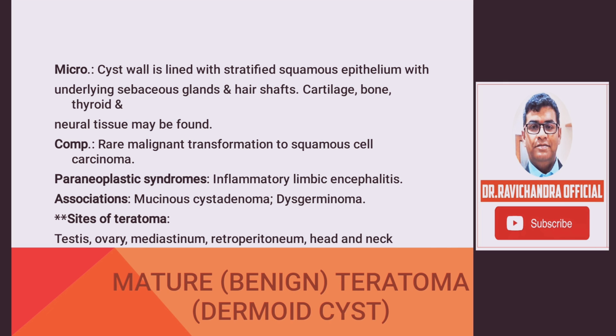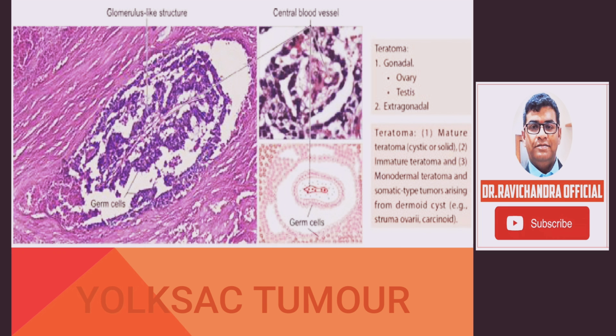Complications: rarely malignant transformation to squamous cell carcinoma can occur, and paraneoplastic syndromes include inflammatory limbic encephalitis. And most of the time this dermoid cyst is associated with mucinous cystadenoma and dysgerminomas. The sites of teratoma can be seen in testes, ovary, mediastinum, retroperitoneum, head and neck regions. Yolk sac tumor with germ cells and central blood vessels.